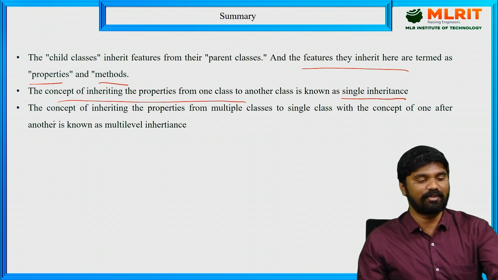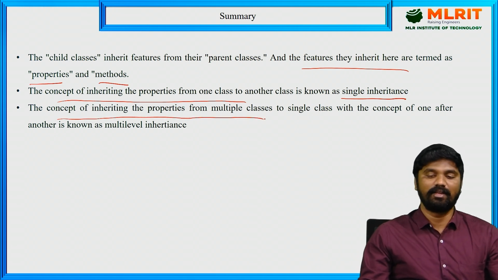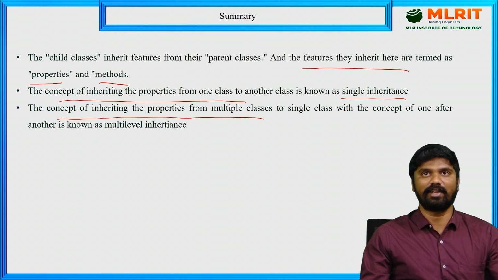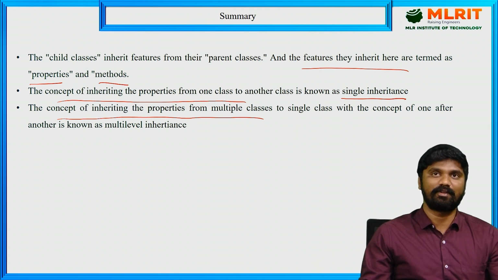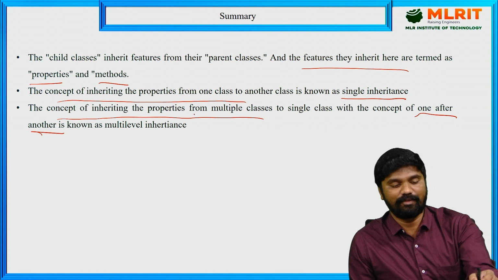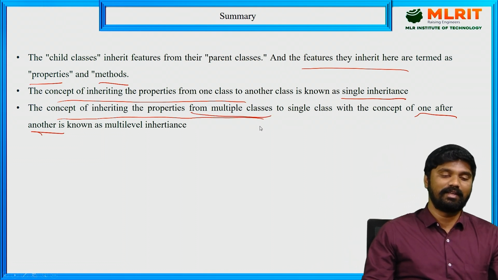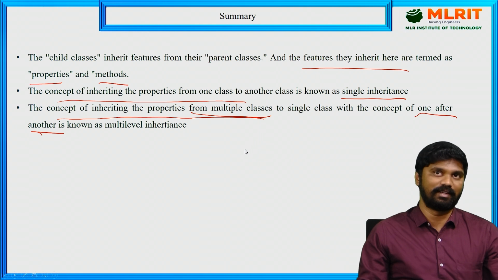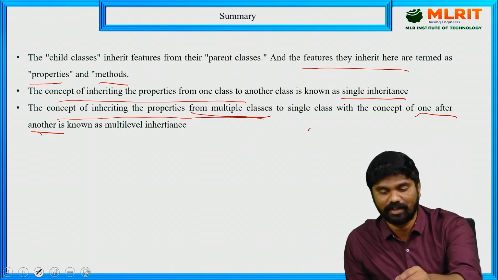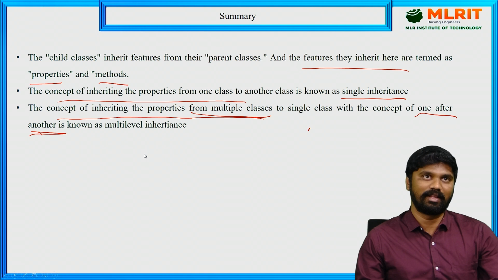Next, the concept of inheriting the properties from multiple classes to a single class, one after another. So this is the main thing: one after another. Here, don't get confused. Multiple classes means we say multiple inheritance or hierarchical inheritance. But here we have to see one after another. That is known as the multi-level inheritance concept.